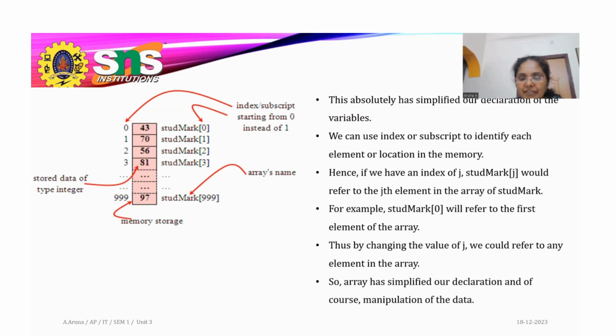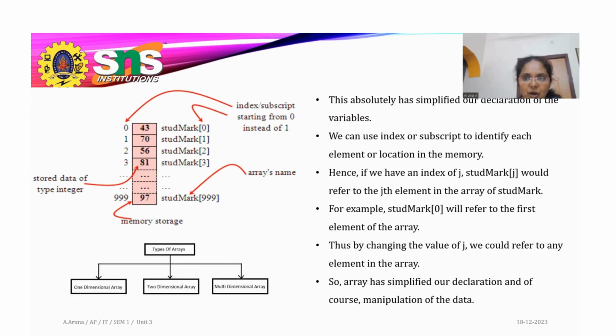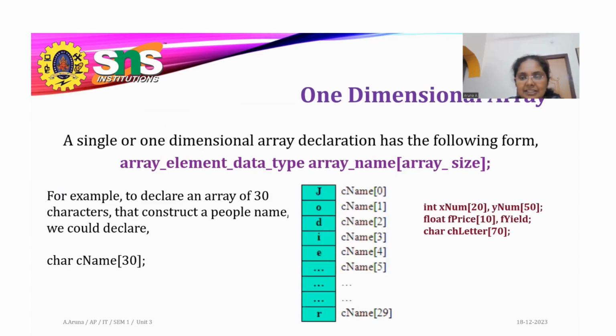So an array simplifies our declaration and code, and manipulating data is much easier by using an array. An array can be classified into three types: one-dimensional, two-dimensional, and multi-dimensional. In this video, we are going to see only the one-dimensional array. A one-dimensional array is declared in the following terms: the array element data type along with the array name, and in the array name we have to mention the size of the array.